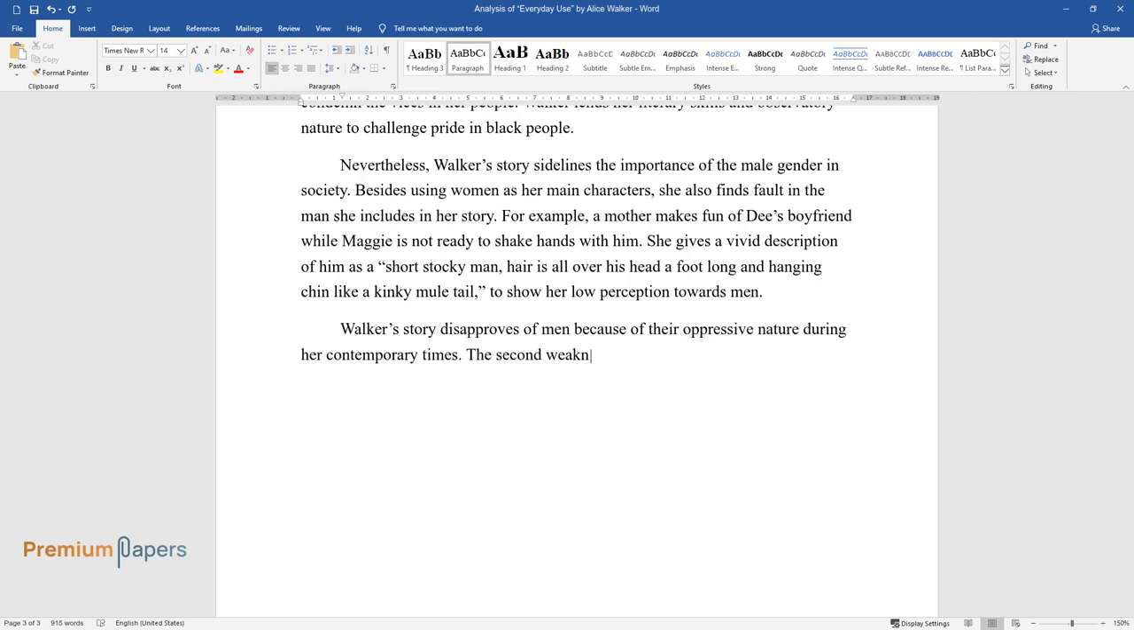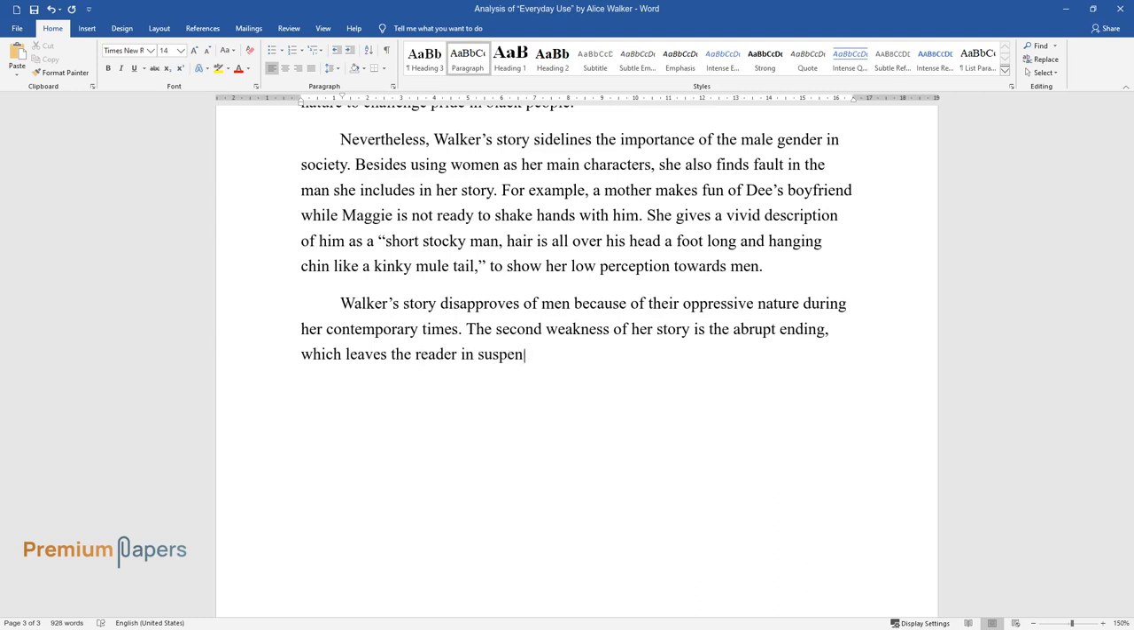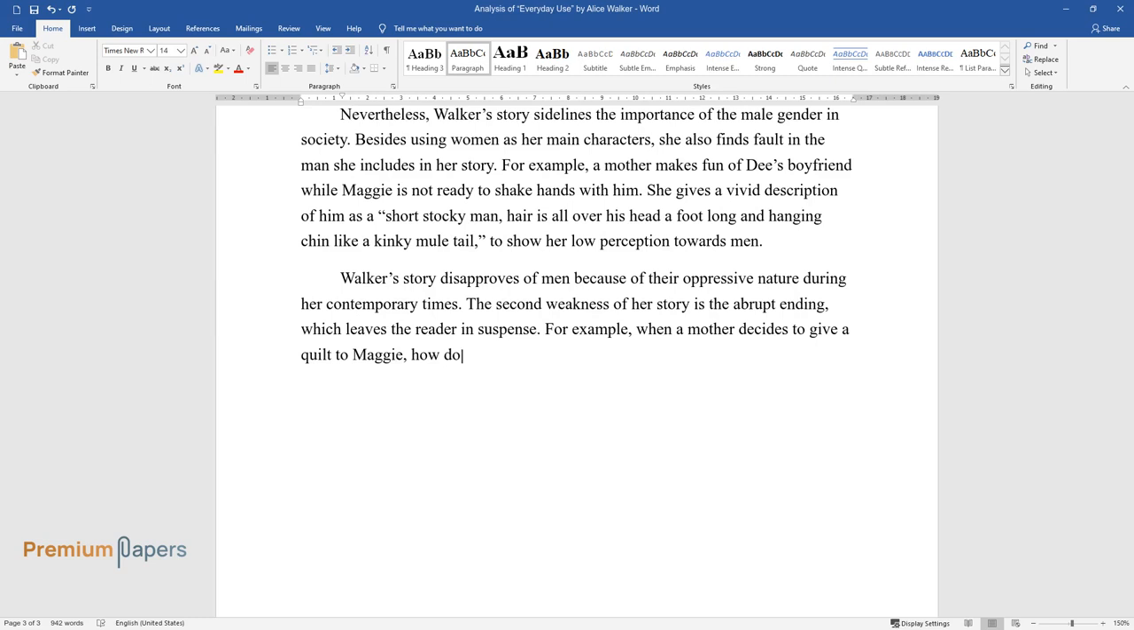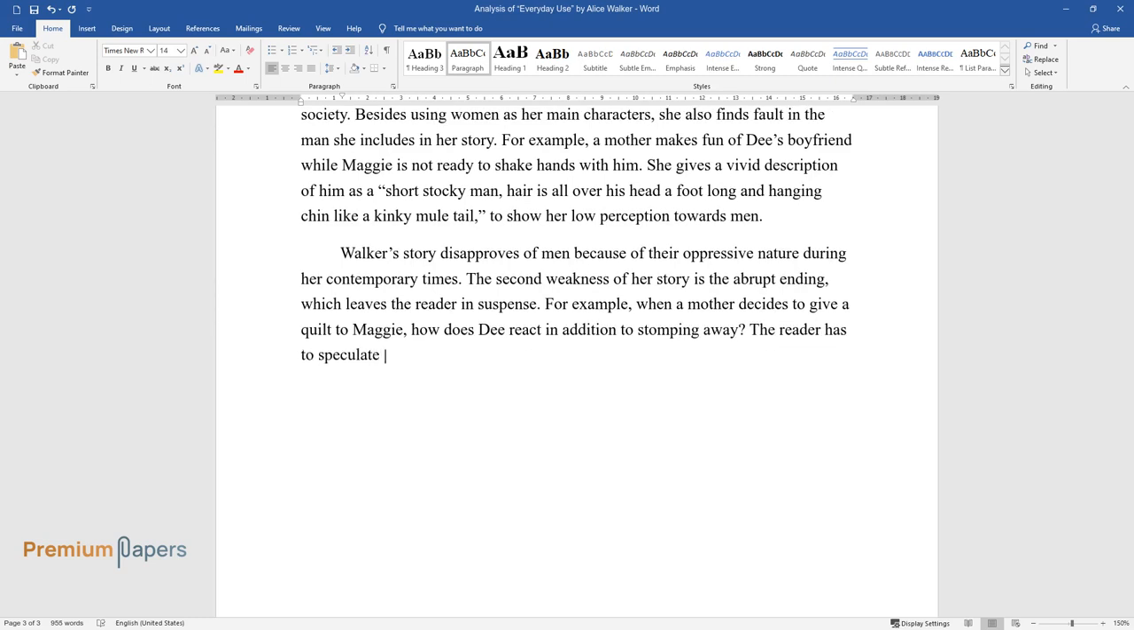The second weakness of her story is the abrupt ending, which leaves the reader in suspense. For example, when a mother decides to give a quilt to Maggie, how does Dee react in addition to stomping away? The reader has to speculate on the reaction of Dee.